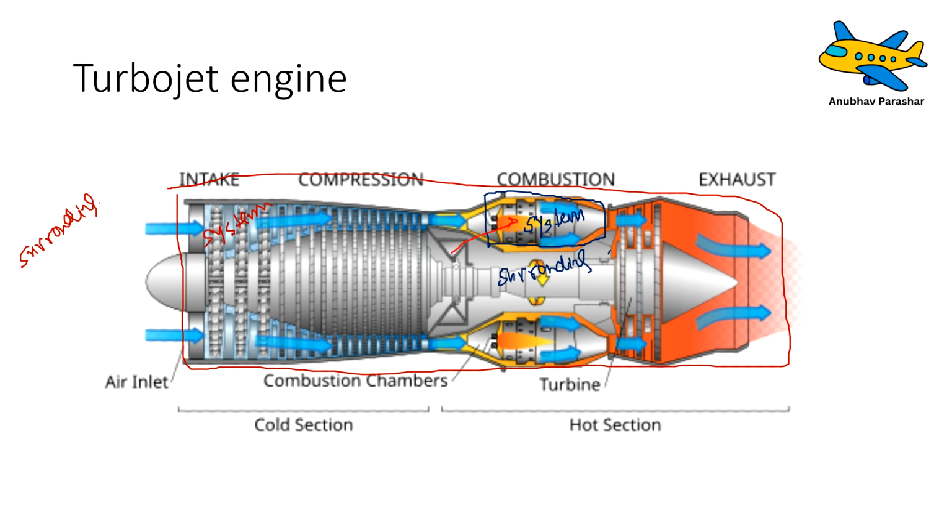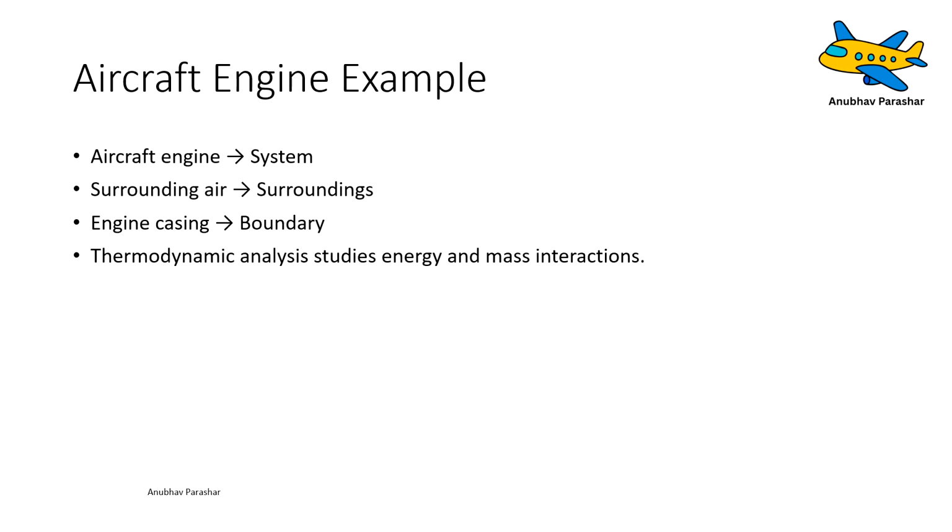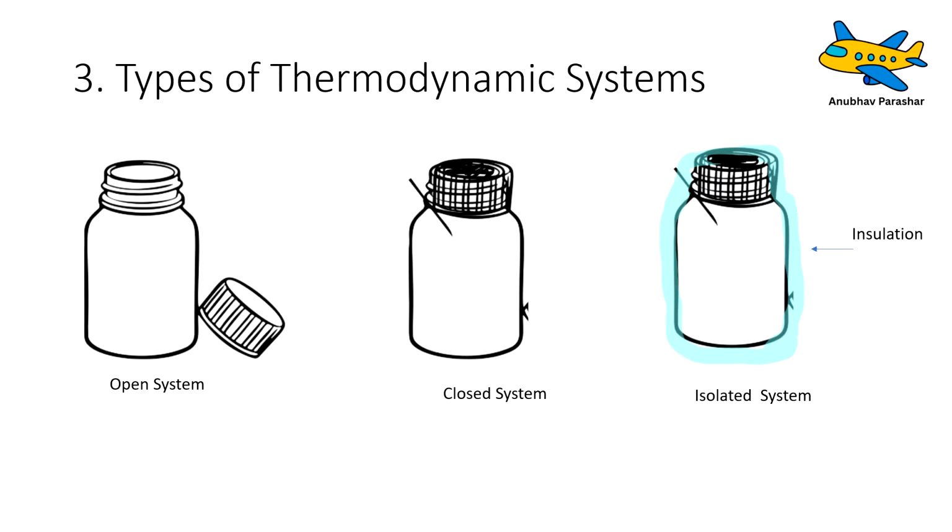How much fuel is coming in? How much heat is going out? What is the mass flow inside? What is the mass flow outside? Is there any heat loss? In the combustion chamber, my study becomes very, very easy. So I hope you have understood the meaning of system, surrounding, and boundary, and everything taken together is known as the universe.